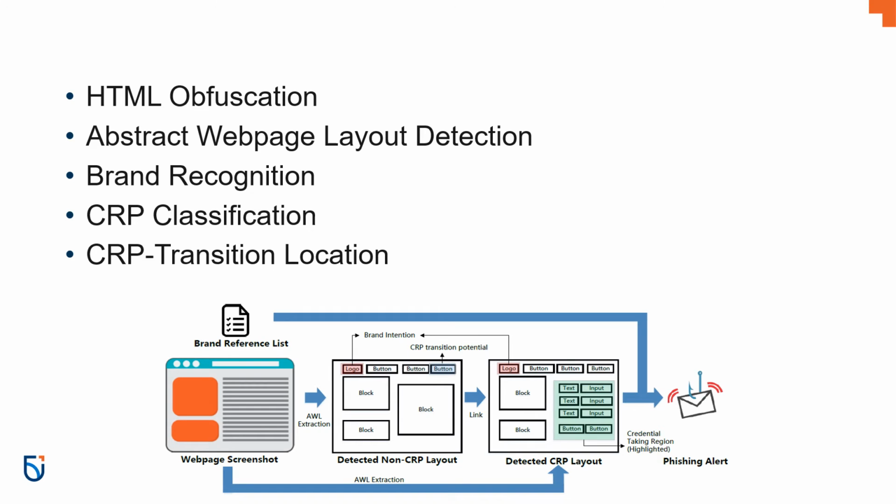The phishing alert is generated when a web page intends to take credentials and conveys the brand intention of a company, while its domain does not align with the comparison baseline. So PhishIntention generates 86.5% fewer false alarms when compared to the existing detection techniques.